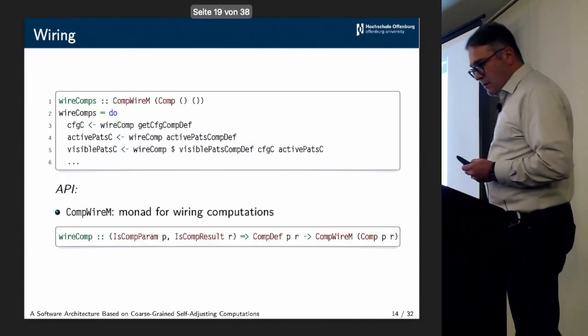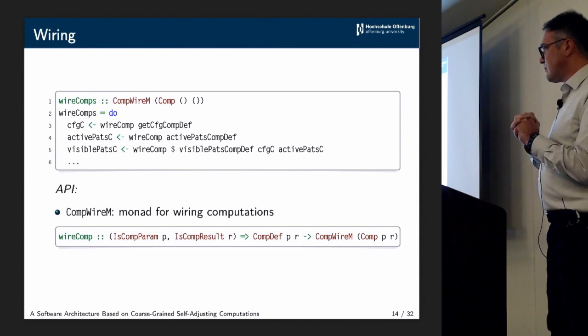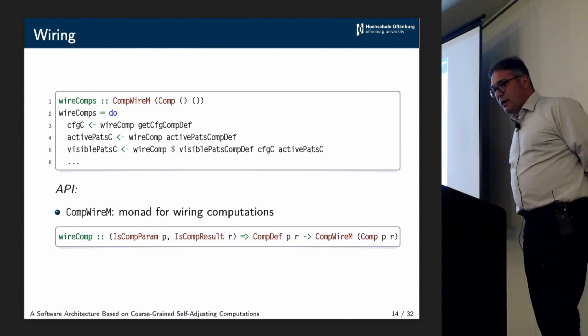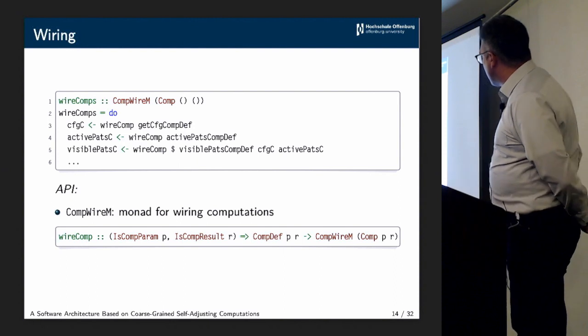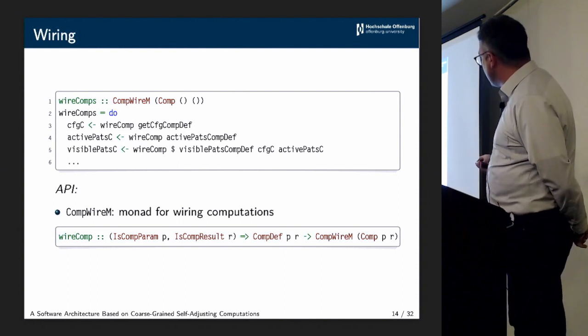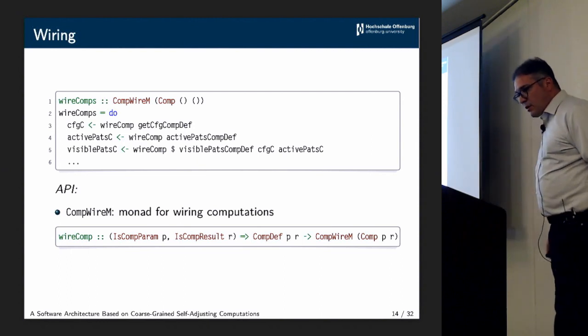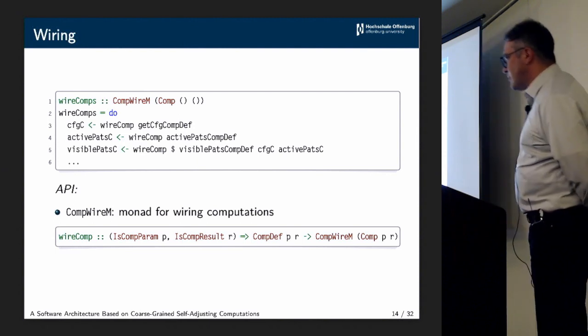Okay. So then there has to be some wiring to bring all these computations together, because we have seen on the previous slide, certain computations can accept other computations as arguments. In our framework, you have to wire them explicitly. There is a monad comp wire M for this, and that's how it looks like. Wire comp takes the computation definition and gives you back the runtime representation of a computation, and this thing you can then pass to other computation definitions to drive the wiring.